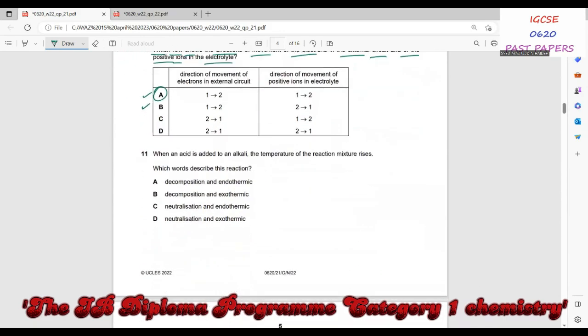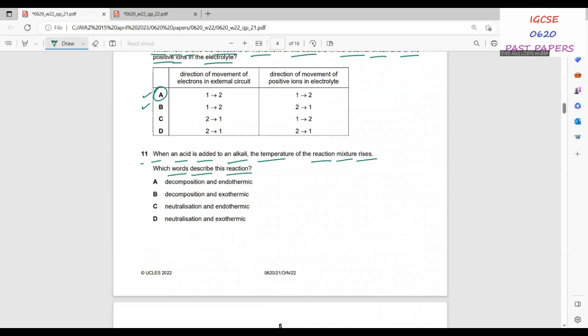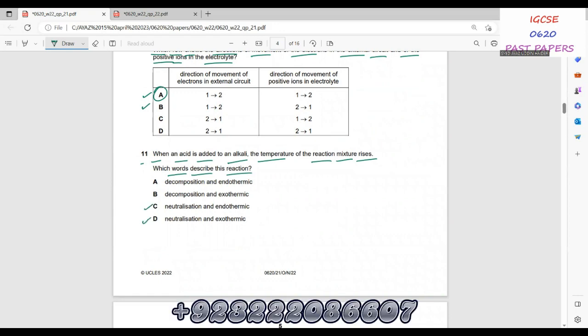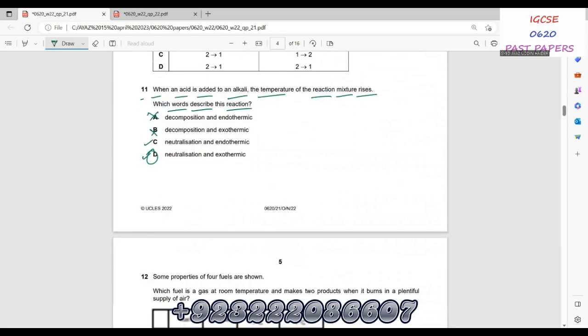11. When an acid is added to an alkali, the temperature of the reaction mixture rises. Which words describe this reaction? The reaction between acid and alkali is neutralization. So we either have C or D as the correct answer. Both A and B are incorrect because this is not a decomposition reaction. And the temperature of the reaction mixture rises, which means energy is released. So D will be the right answer for this question.